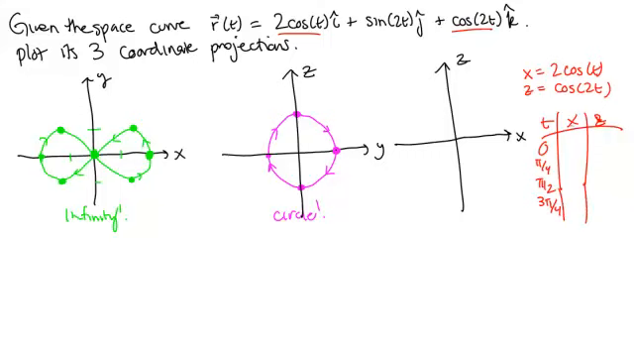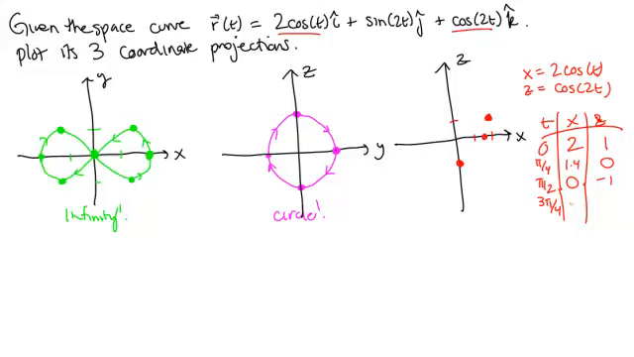Let's see. We're going to get at 0, 2, 1. So we'll start at the point x equals 2, z equals 1. When we get pi over 4, we're going to get twice the cosine of pi over 4, which is 1.4. And then we'll get the cosine of twice pi over 4. That's the cosine of pi over 2, which is 0. At pi over 2, we're going to get twice the cosine of pi over 2, which is 0. And then we're going to get cosine of twice pi over 2. That's the cosine of pi, which is minus 1. So we're going to get this point down here.